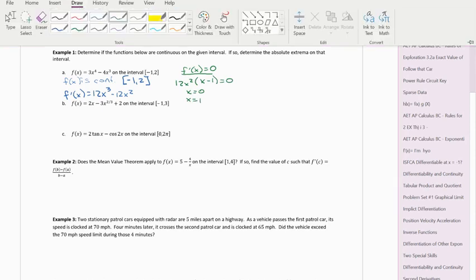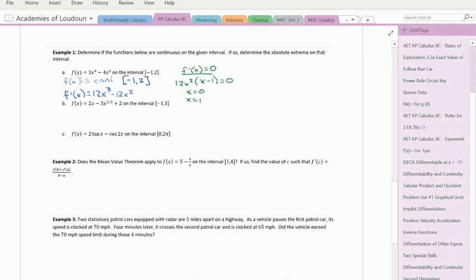And then to find the extrema, we're going to set up a table of values where we have x and f of x. We need to remember our endpoints. So negative 1 is one endpoint, then 0, 1, and then 2 is our other endpoint. And now we need to evaluate the function at each of these points.